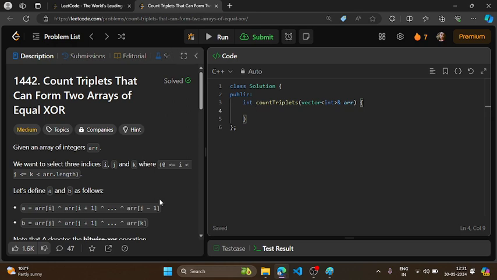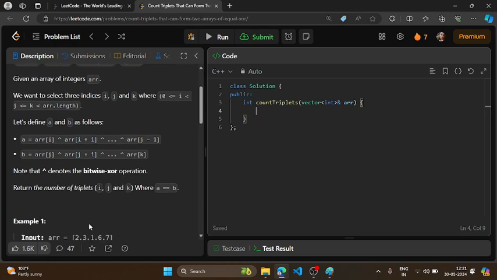Now they are defining two variables a and b, where a is the XOR of all the elements from index i up to index j minus 1, and b is the XOR of all the elements from index j up to index k. So basically we are choosing three indexes i, j and k, and taking the XOR from i to j minus 1 and from j to k. Now we have to return the number of triplets i, j and k where a equals b.